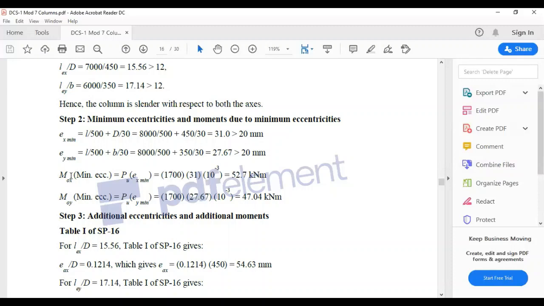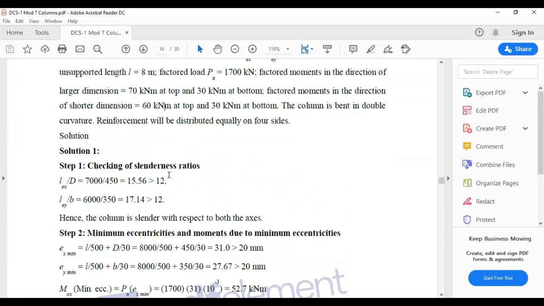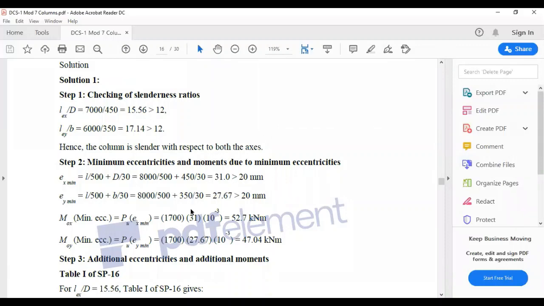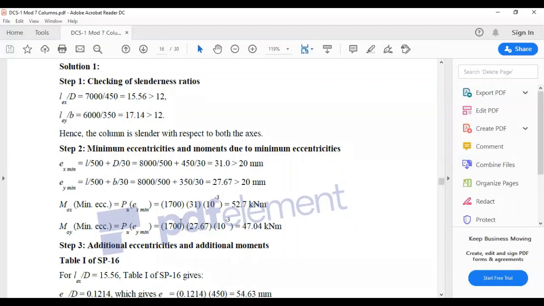Now the moment due to minimum eccentricity is given by the formula PU into EX minimum. So PU is 1700 kilonewton, given in the question itself, and this value is 31 mm. So we'll convert it into meter. So this becomes 31 into 10 to the power minus 3 meter. And this value comes out to 52.7 kilonewton meter. This is the value of the moment due to minimum eccentricity in this direction.